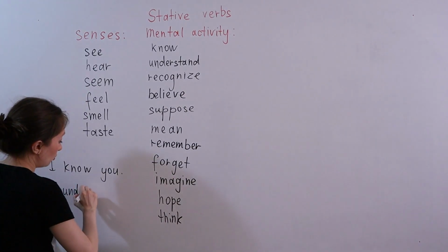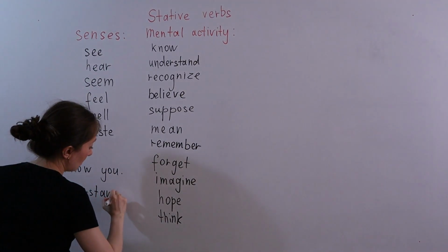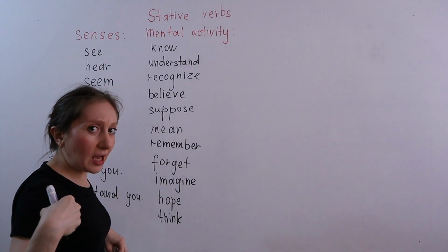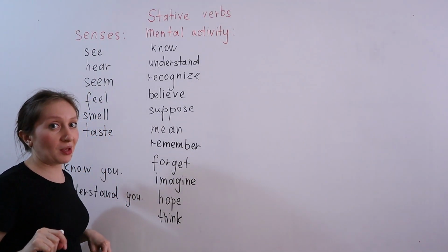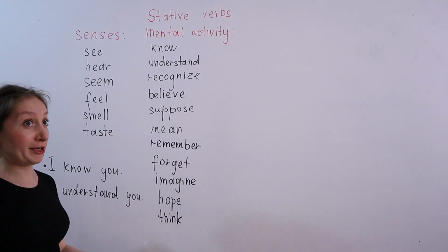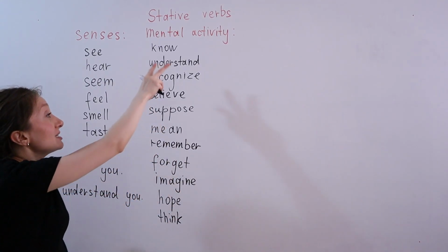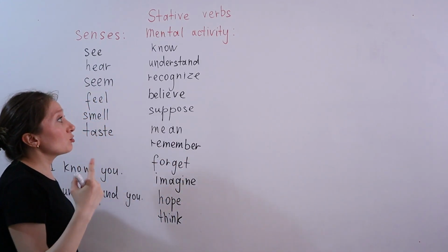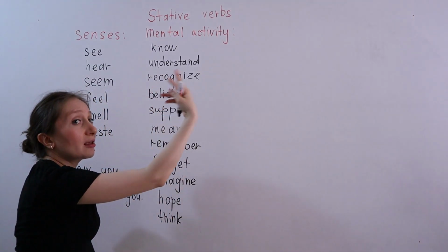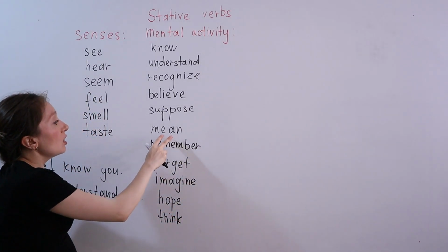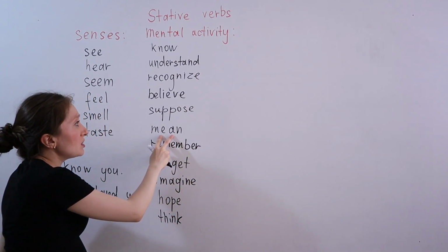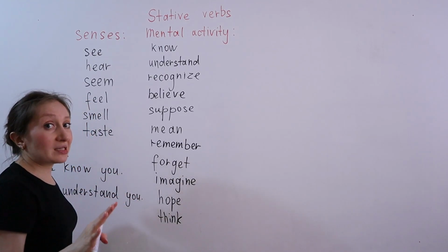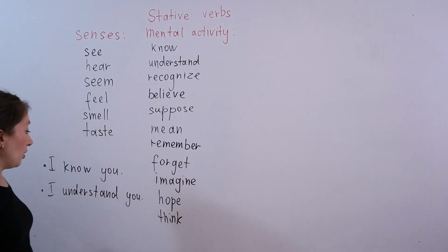I understand you. Do you understand me? I hope you understand me, right? We don't say I am understanding you, right? Because this is mental activity, no ing. I know, I understand, I believe I can fly. There is a song, right? I remember. What does it mean? Don't forget, right? Always present simple, no ing. All right.